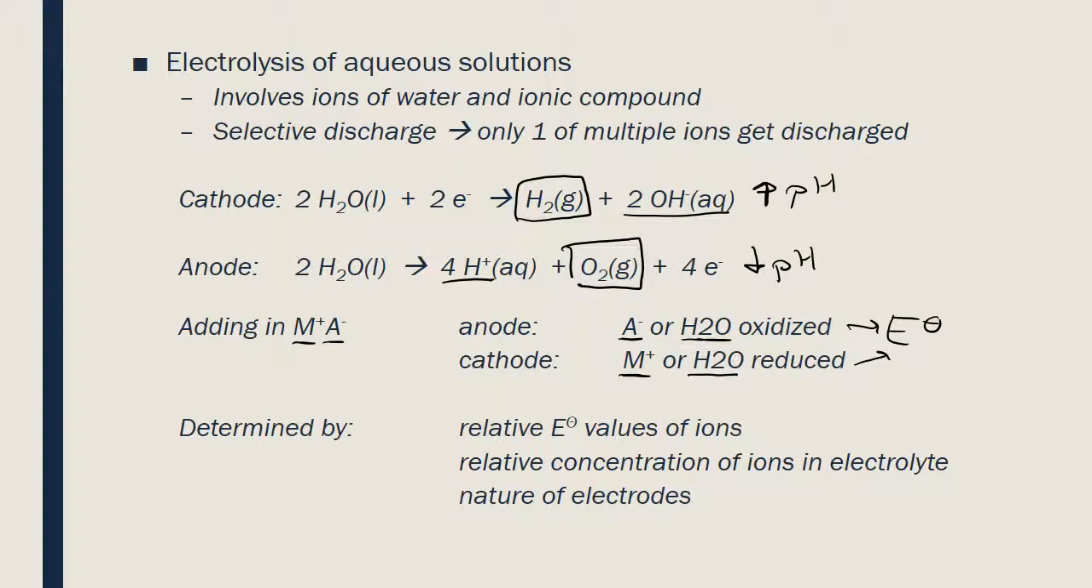So which one's going to be discharged, and how do we know? It is determined by the relative E theta value of the ions, the relative concentration of ions in the electrolyte, and the nature of the electrodes. All right, so we are going to visit each of these individually with their separate examples, and we're going to see those as we move forward when each of those would come into play.